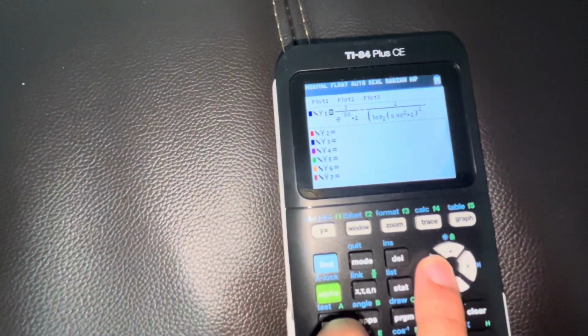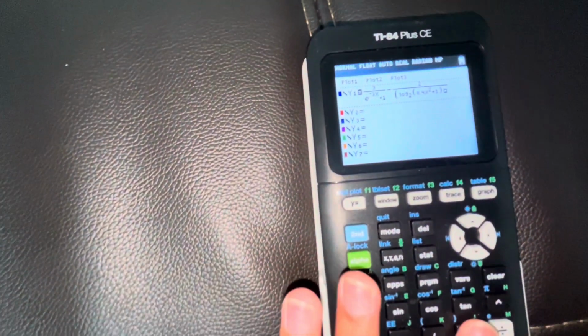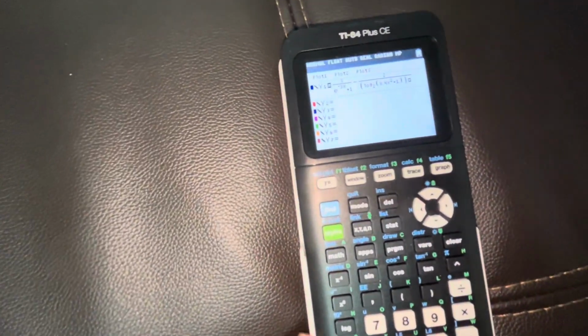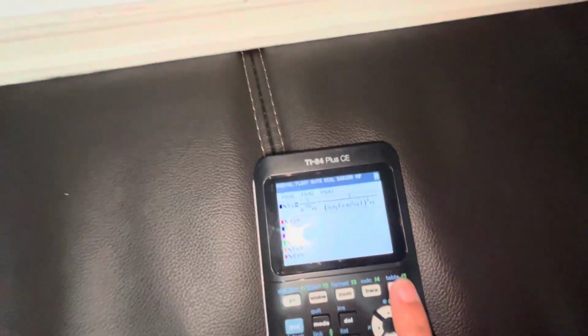Oh, wait, sorry, no. My apologies, I accidentally forgot. You're supposed to put parentheses as well because you're squaring the entire thing. So squared. And then you're going to do plus 1 because plus 1 is outside the parentheses. And now let's graph it.